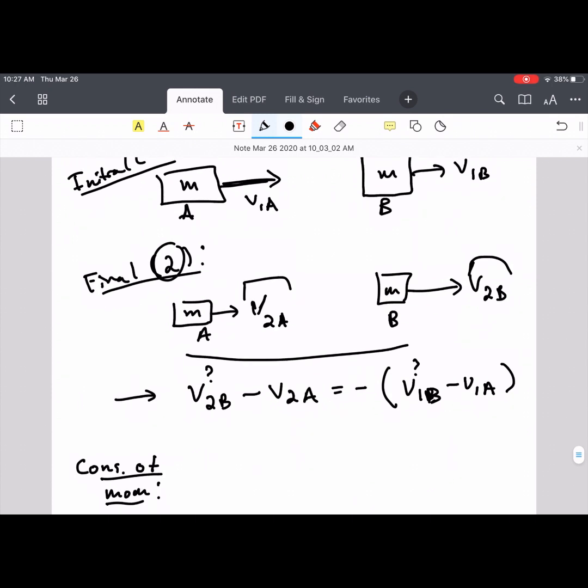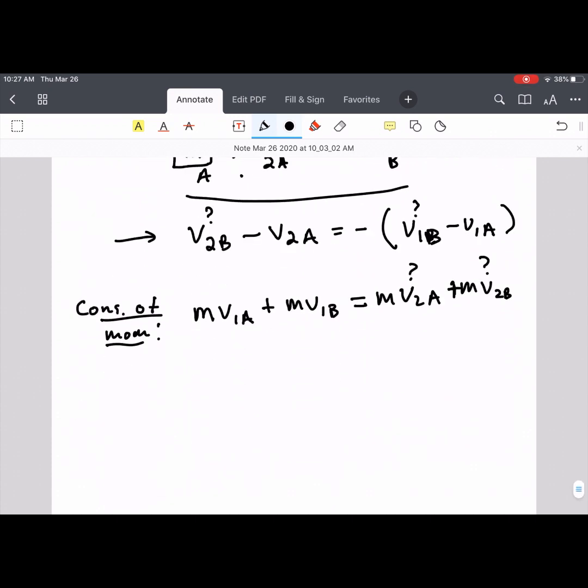So our initial momentum is mv1a, momentum of A, plus mv1b is equal to mv2a plus mv2b. Okay, so initial momentum is equal to final momentum. And now we have two equations in two unknowns. That's something we can solve. In fact, it's pretty straightforward. So let's go ahead and do the following. I'm going to cancel out all my m's.